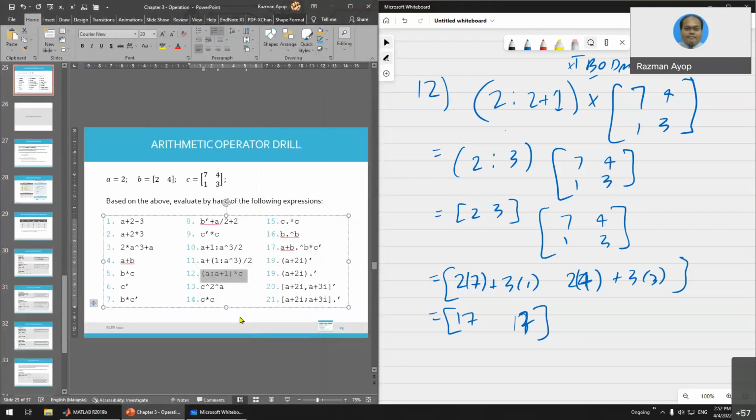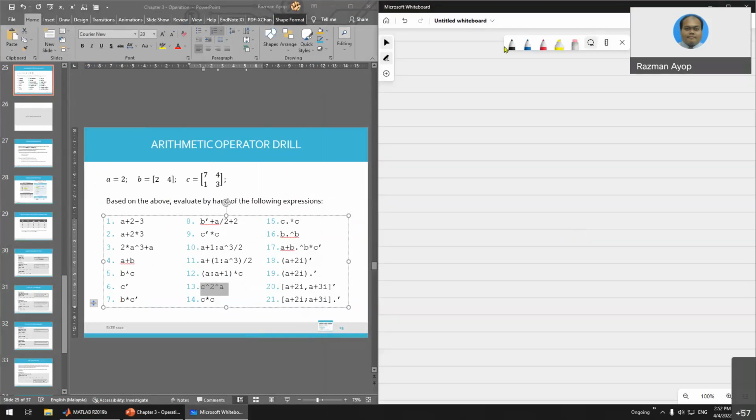Okay, next, C to A. Let me clear this first. So C is 7413, power of 2. Power of 2.